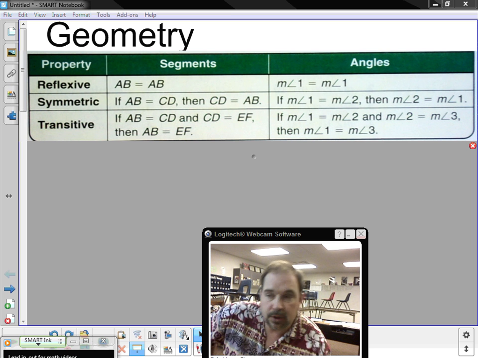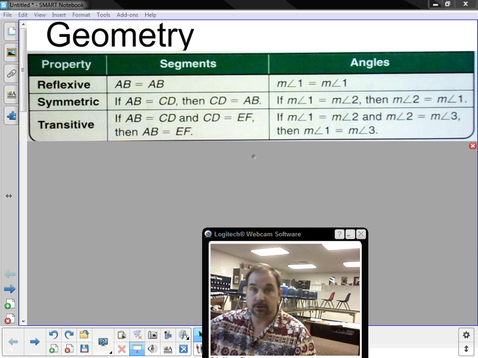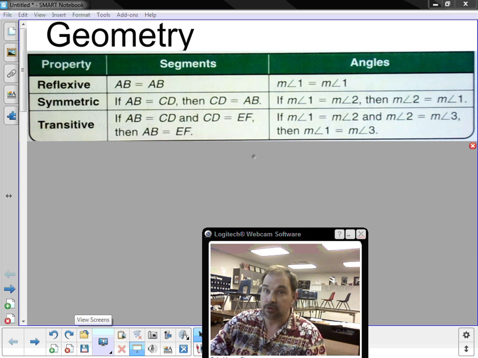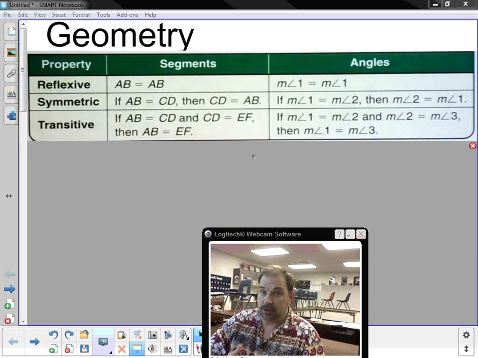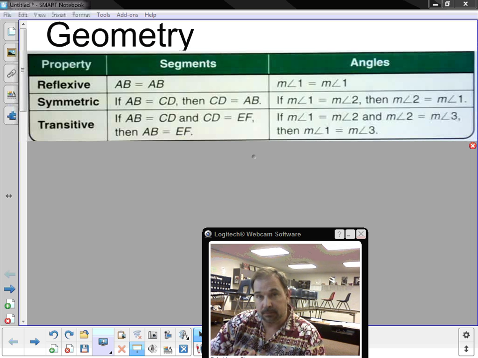Okay, geometry. We're going to do more with proofs today. But today, instead of doing the algebra proofs, we're going to be working on proofs involving segments and lines. So this takes a little bit more thinking about, but what I want you to remember is what I have up above here, those different properties of equality that I said we don't use in algebra very much.